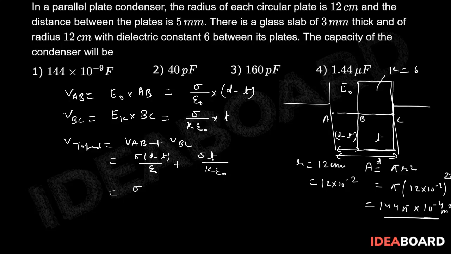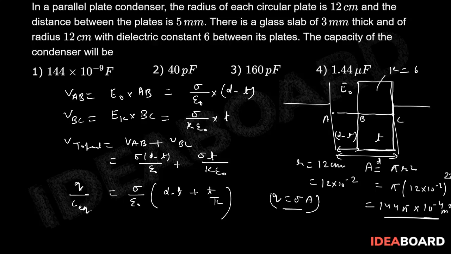Now what can we take common? So sigma upon epsilon naught we can take common. So D minus T plus T by K is the total potential. So now total potential drop can be written as Q divided by C equivalent, correct? And we know that this Q will be equal to sigma into A only. Okay, this sigma is charge density. So we can write sigma into A divided by C equivalent is equal to sigma upon epsilon naught times (D minus T plus T upon K). So simply this sigma will be cancelled out.